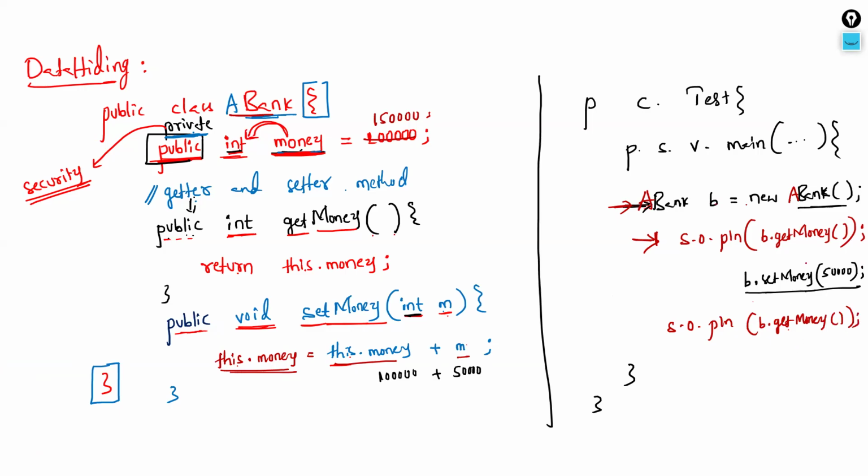1 lakh. So here 1 lakh is the output, but here 1,50,000 is the output. So this is how getters and setters provide access through the get method and also the set method.